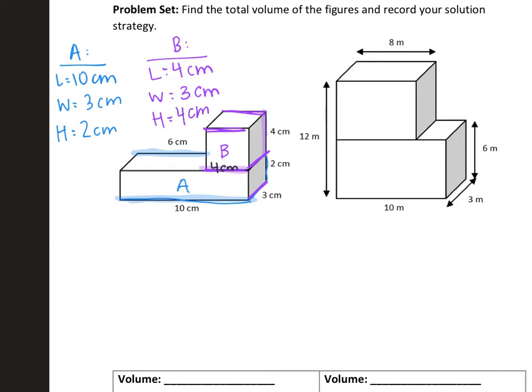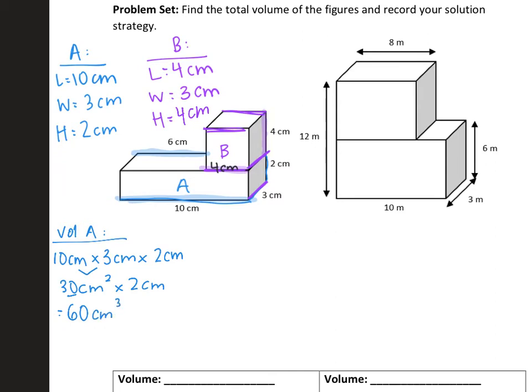Okay. So now I'm going to find the volume of my two prisms. So I'm going to start with Prism A. So volume A, and I'm going to say 10 centimeters times 3 centimeters times 2 centimeters. And that's going to give me 30 square centimeters, okay, times 2 centimeters. I'm going to ask myself, okay, what's 30 times 2? 30 times 2, 3 times 2 is 6. And then times 10, because I have a 0, is 60 cubic centimeters. So that is my volume for Prism A.